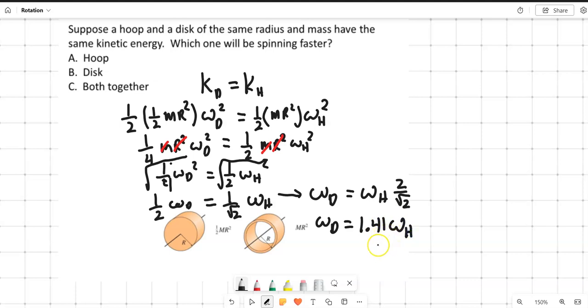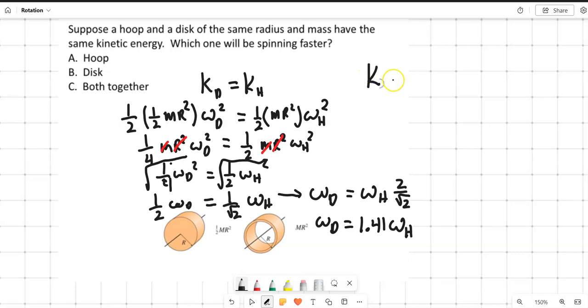So basically, omega sub d is going to be spinning much faster than omega sub h. It's going to be spinning equal to omega sub h, but also with an additional 41% more spin. So almost 1.5, omega sub d is going to be spinning almost 1.5 times omega sub h's spin. Okay? So again, the one that has the larger moment of inertia, in this case, is going to be spinning slower, right?